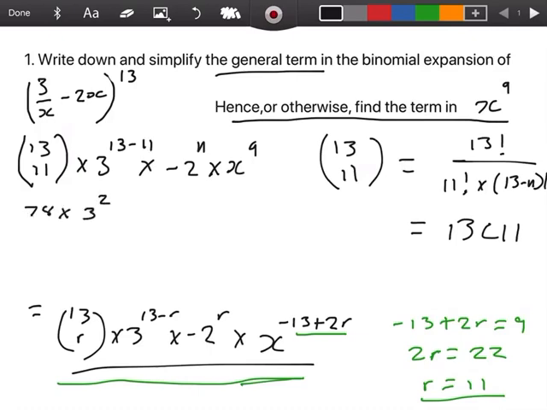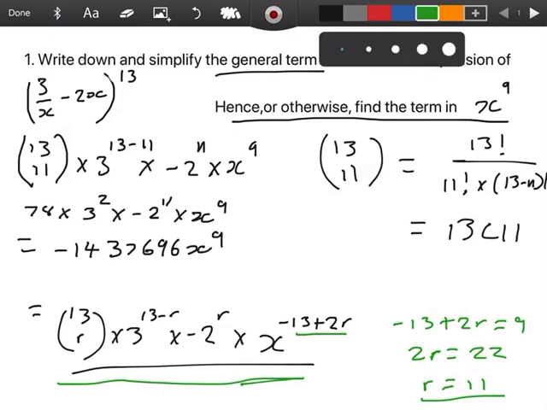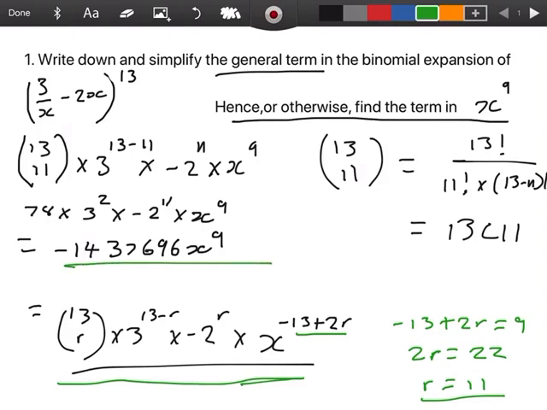78 times 3 squared times negative 2 to the power of 11 times x to the power of 9. I'll do that all on the calculator. So 78 times 3 squared times negative 2 to the power of 11. That's a big number. That all equals negative 1437696 x to the power of 9. There we go. That's our answer for the first question.